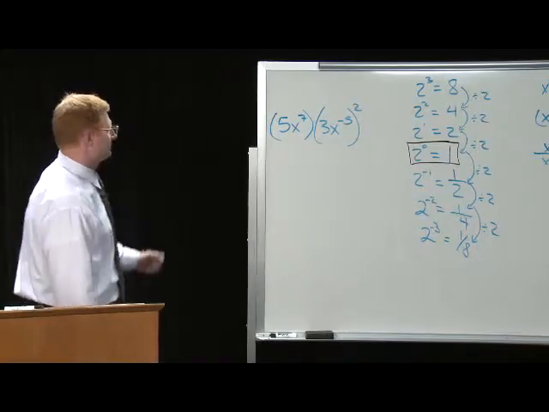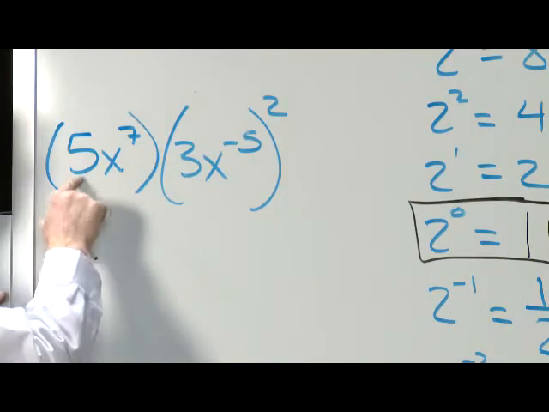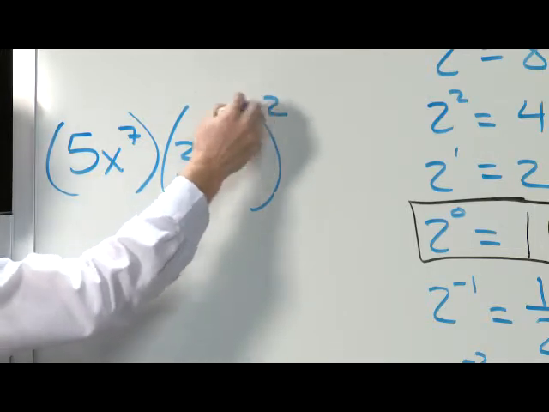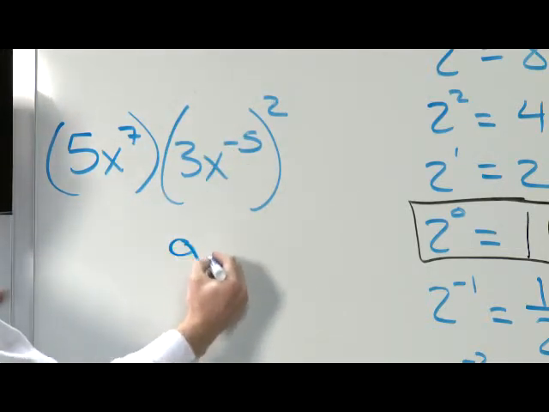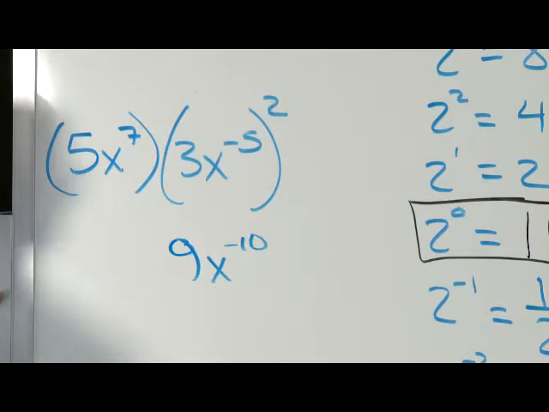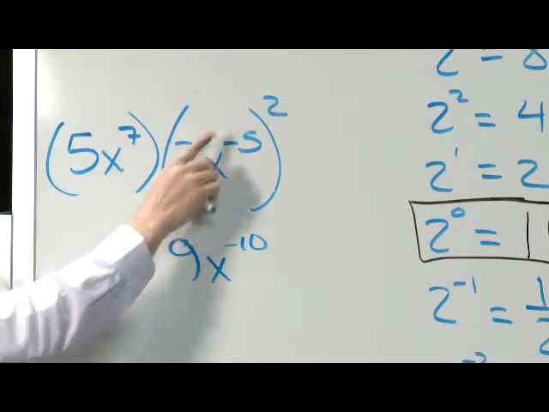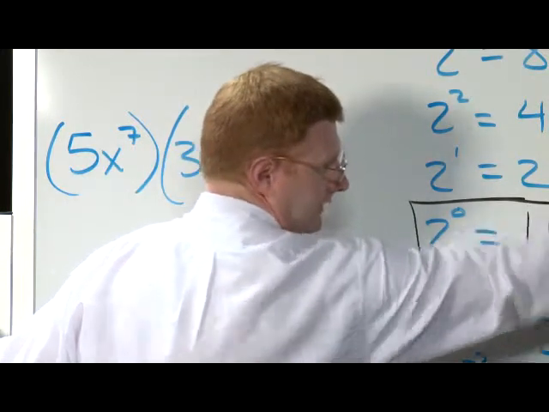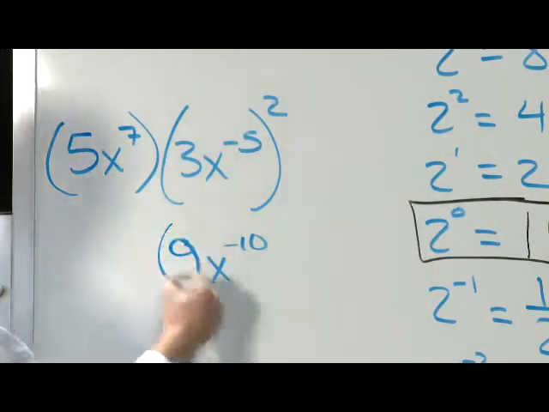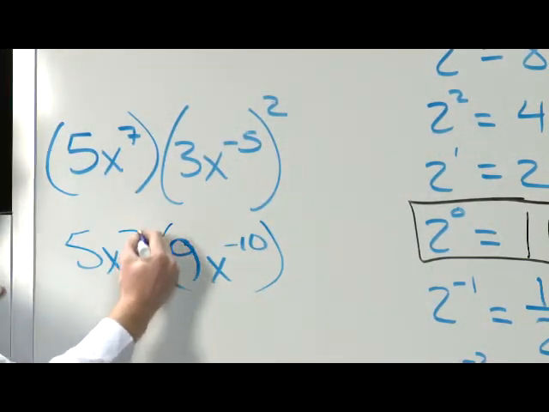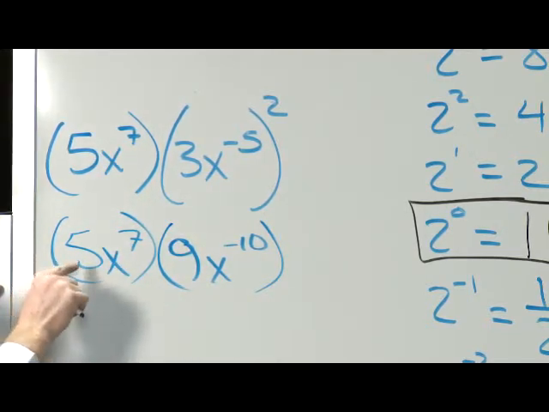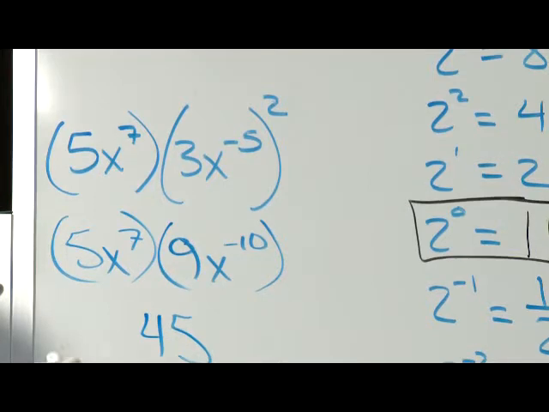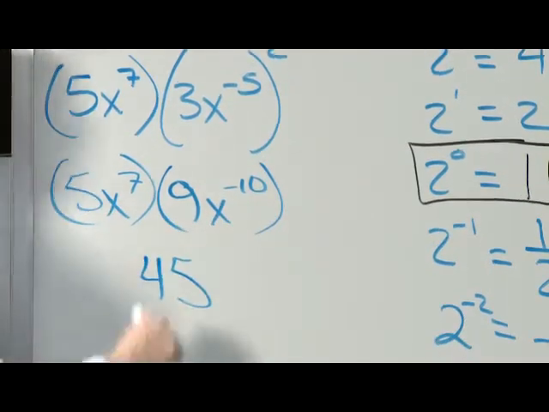Okay, so we have 5x to the 7th times 3x to the 5th all squared. Now we got to take care of this. The squared goes in here and that becomes a 9x to the negative 10. Sure you're okay with that. We took 3 squared, that's 3 times 3, but this one followed this rule right there. So we're taking that times 5x to the 7th. So 5 times 9 is 45. That wasn't tough.